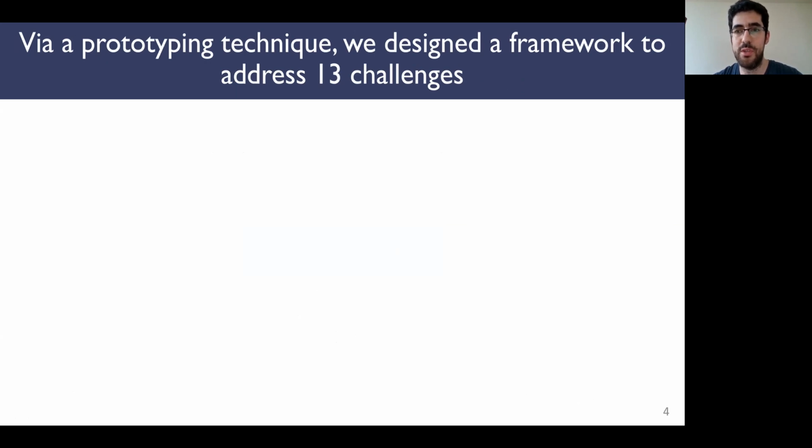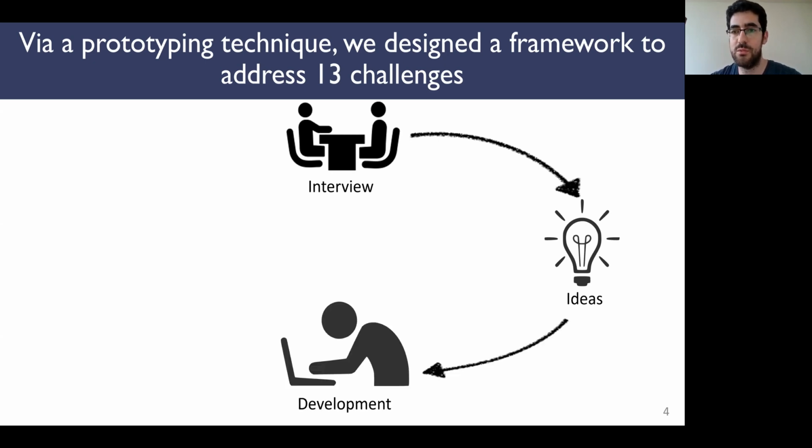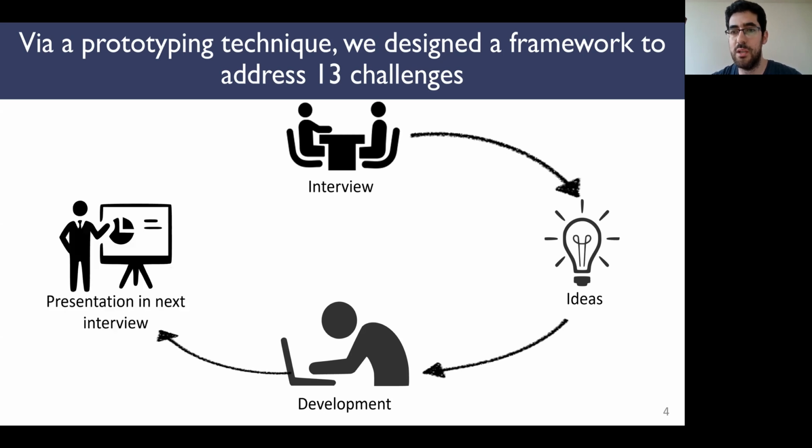We obtained those 4 principles by a prototyping technique. We interviewed experts. After those interviews, we obtained ideas about what are the typical principles that a configuration framework should implement. Then we developed those ideas in the prototype, which we presented in the next interview, and we got feedback from another expert, and we got new ideas, and we kept improving our framework, our 4 principles, until getting at the end a framework called config to code that implements our 4 principles.